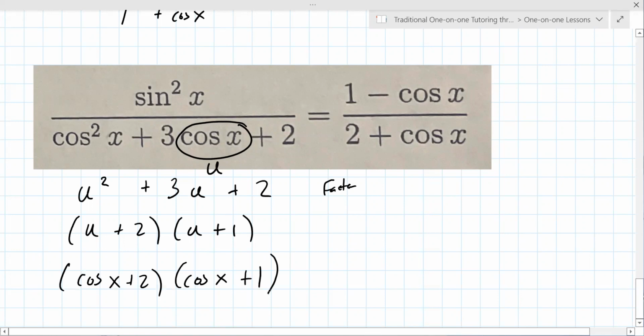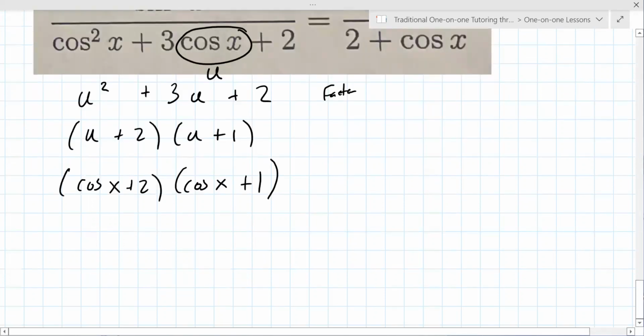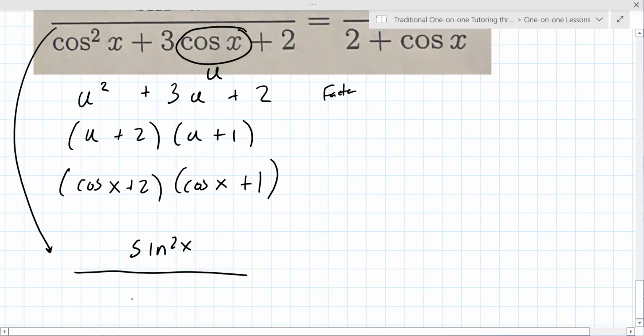Okay, so we did all of that to make the left side into sine squared x over cosine x plus 2, cosine x plus 1.